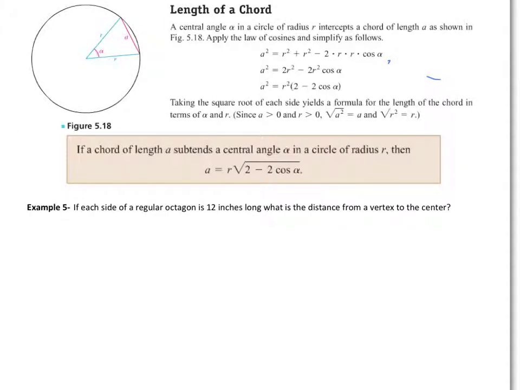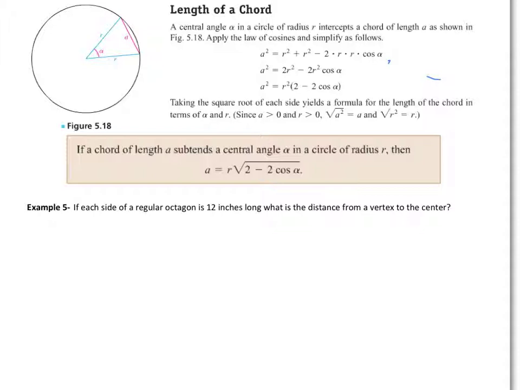Okay, so last type of problem that you'll see on your homework. We use the law of cosines and we generate the formula for the length of a chord. Now alpha is the central angle, or it's the angle that forms the chord. A is the length of the chord and R is the radius. So we have A equals R times the square root of 2 minus 2 cosine alpha.